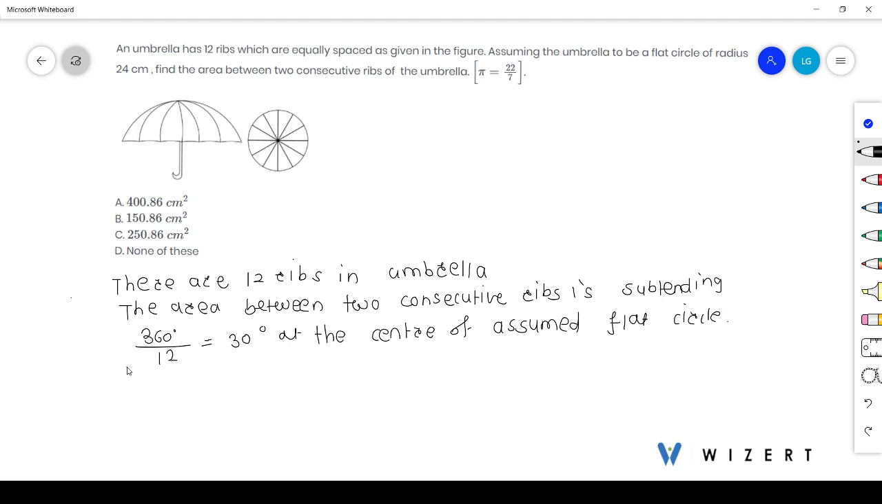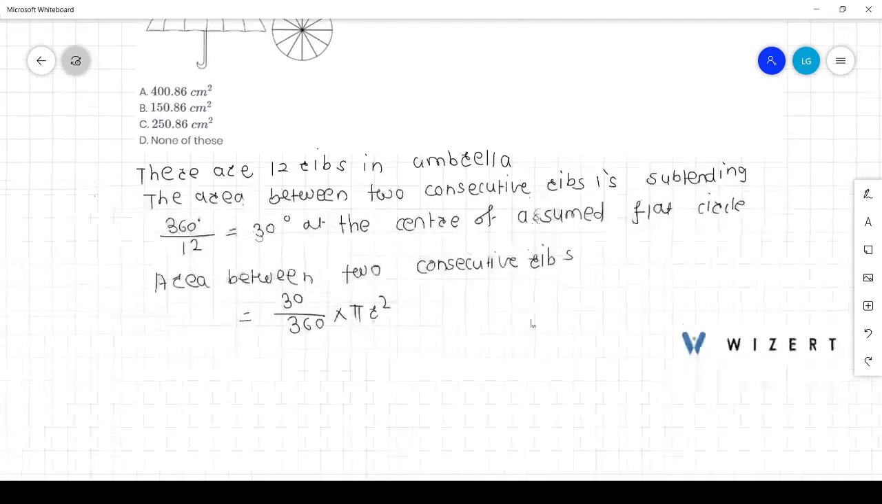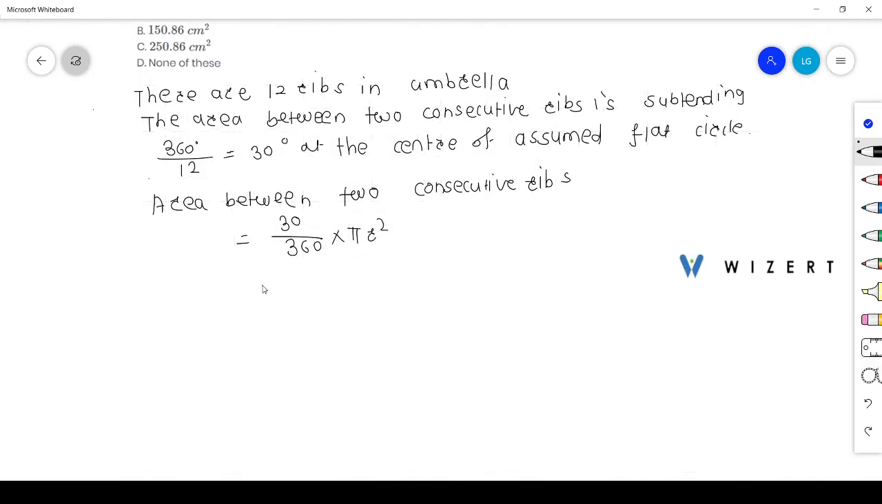Area between two consecutive ribs is given by 30 divided by 360 into pi r square, that is 1 by 12 into 22 by 7 into r square, which means 24 square, so which is 150.86 square centimeters.